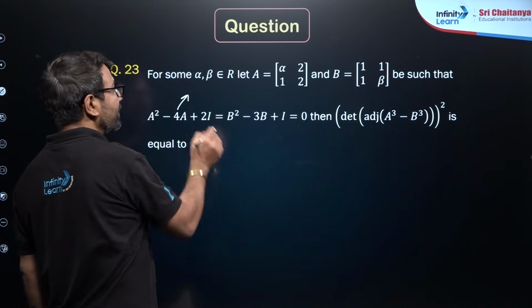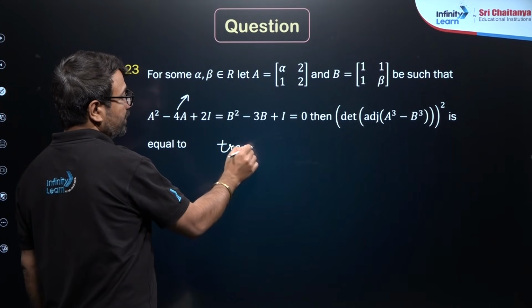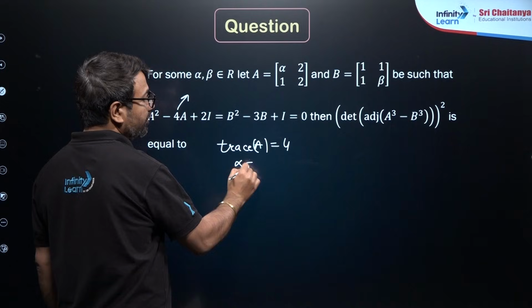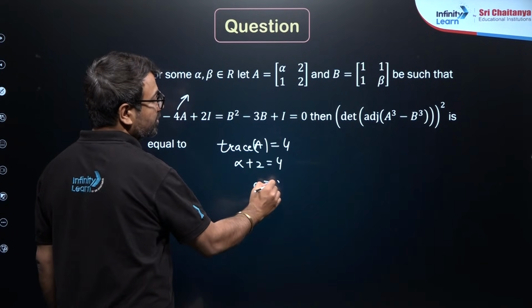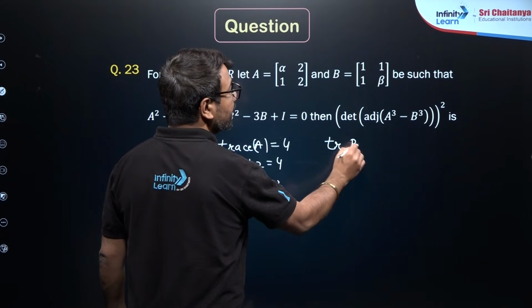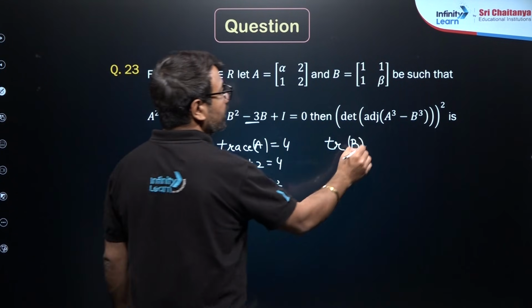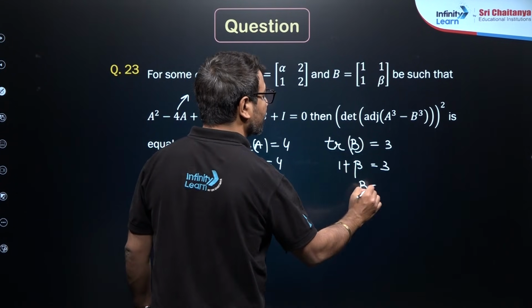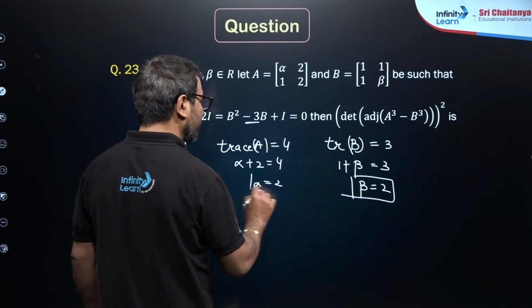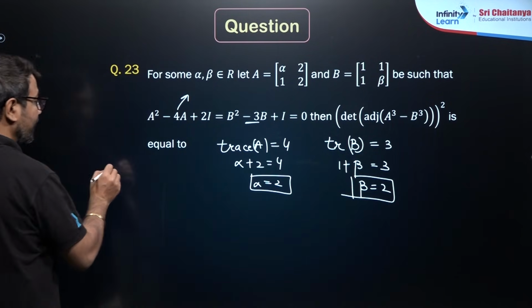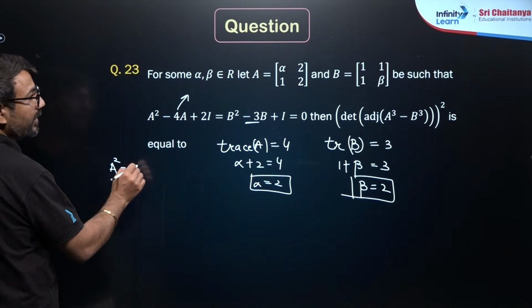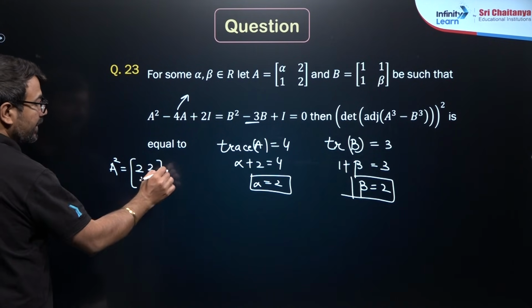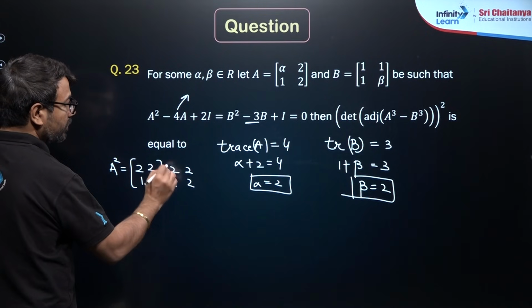Here trace of A they have given to you as 4. So alpha plus 2 value is 4, alpha value is 2. Trace of B they have given to you here, that is 3. So 1 plus beta is 3, so beta value is 2. Alpha and beta value if you got, that means A square you can write now. Alpha value is 2. Then A square will be 2, 2, 1, 2.